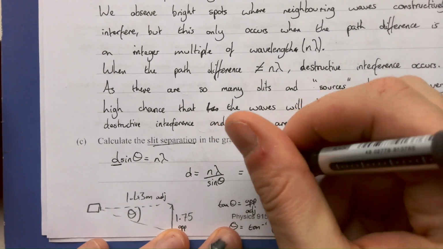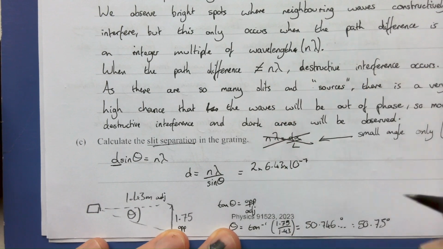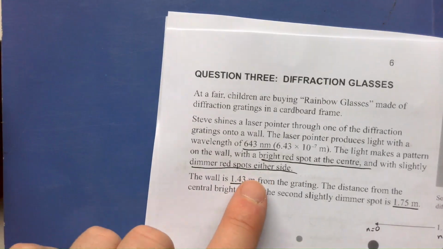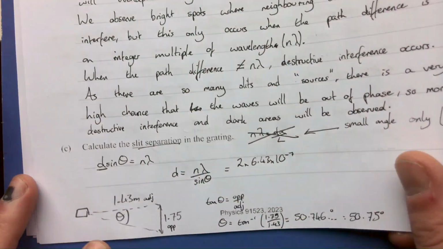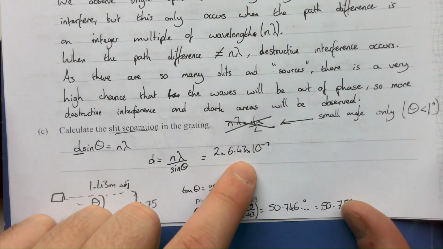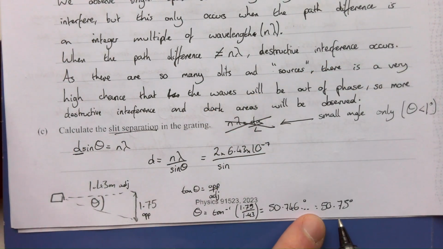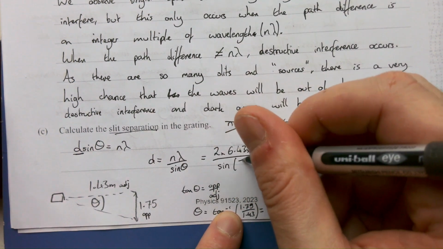That equals 2 times 6.43 times 10 to the minus 7, using that wavelength that we had way up at the top, because it was the second maximum that was being asked about. We're going to do 2 times that divided by sine of theta, where theta is 50.75.